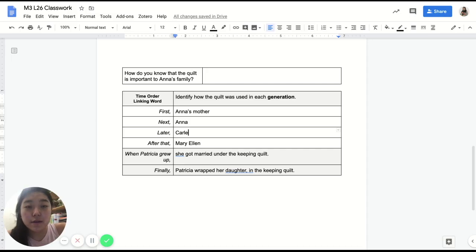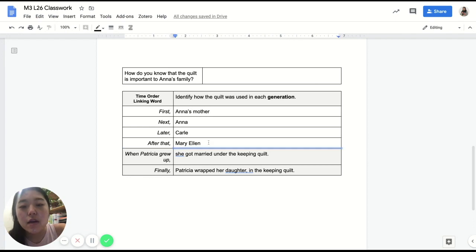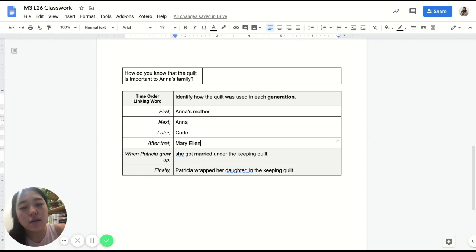All right, so thinking about what those words are, you are going to list or write down 6 sentences. I wrote the last 2 for you, so you only need to write 4. And I want you to identify how the quilt was used in each generation. So starting from the beginning, Anna's mother, how did she use the quilt? Then Anna, how did she use the quilt? Carl, then Mary Ellen. The last 2 I gave you: when Patricia grew up, she got married under the Keeping Quilt.